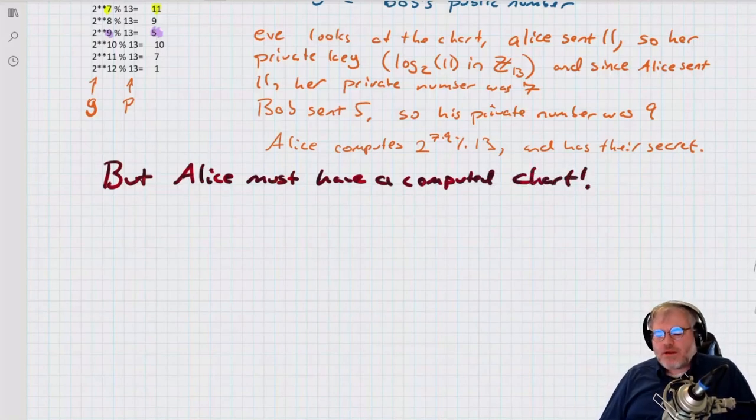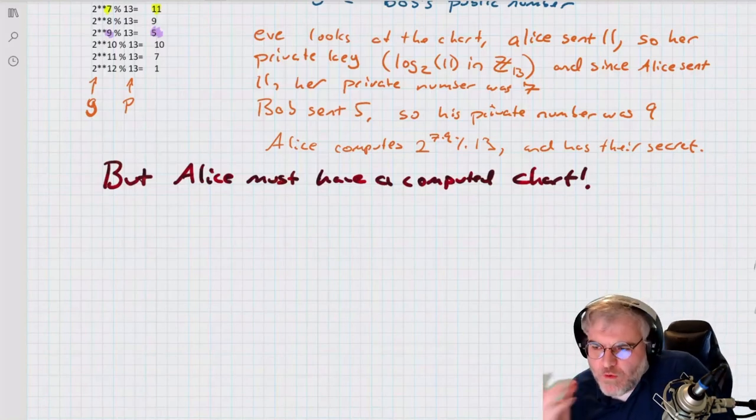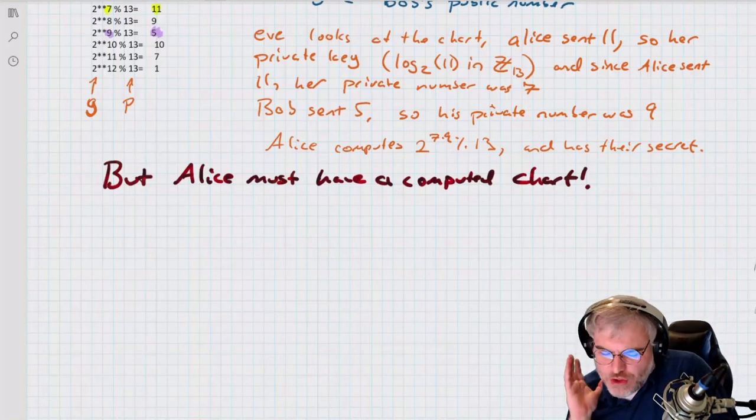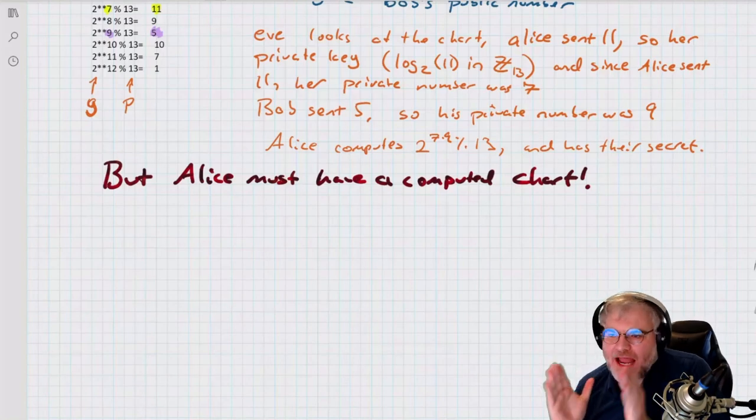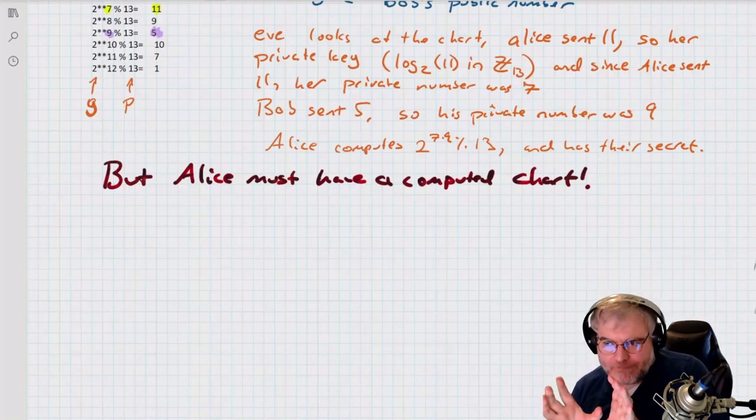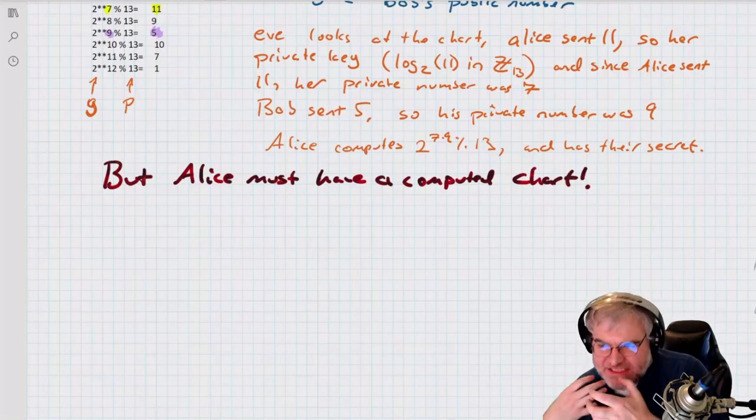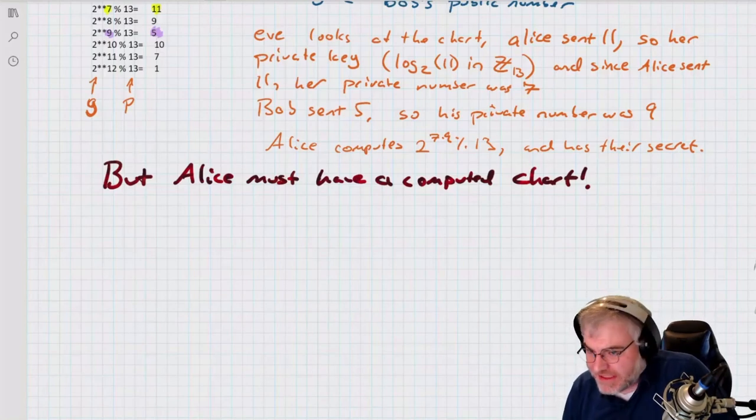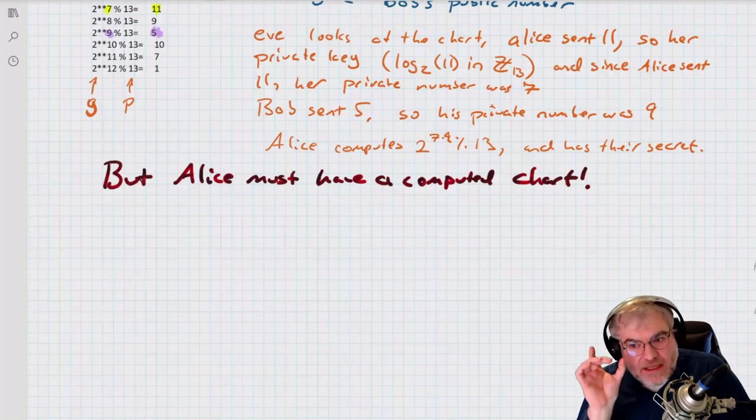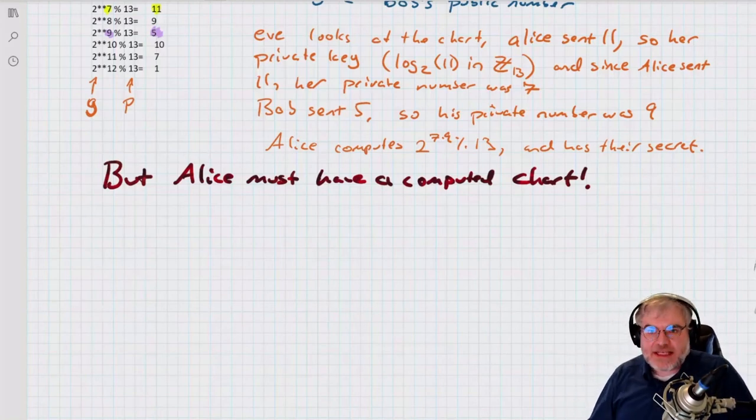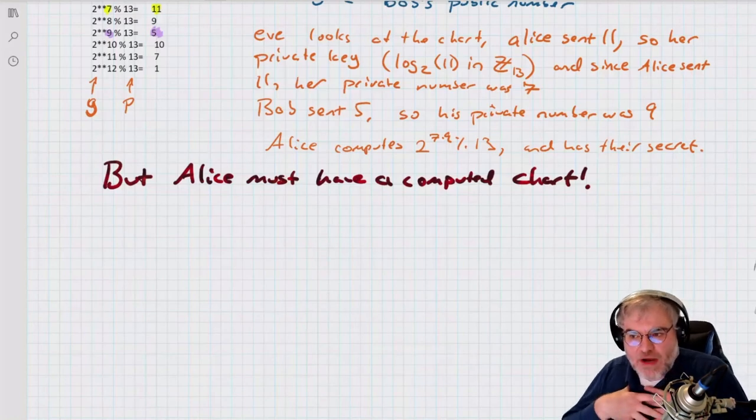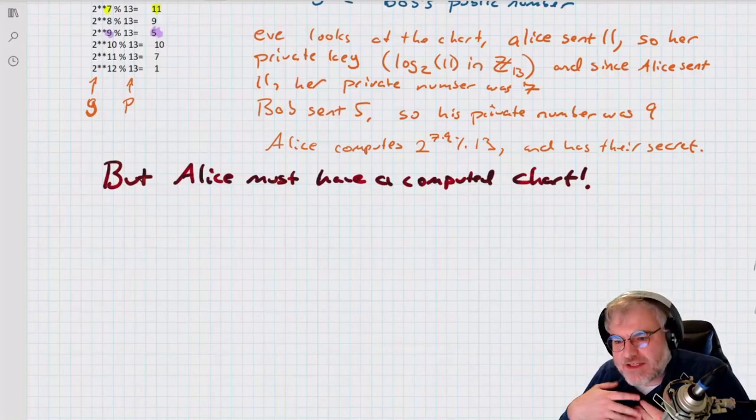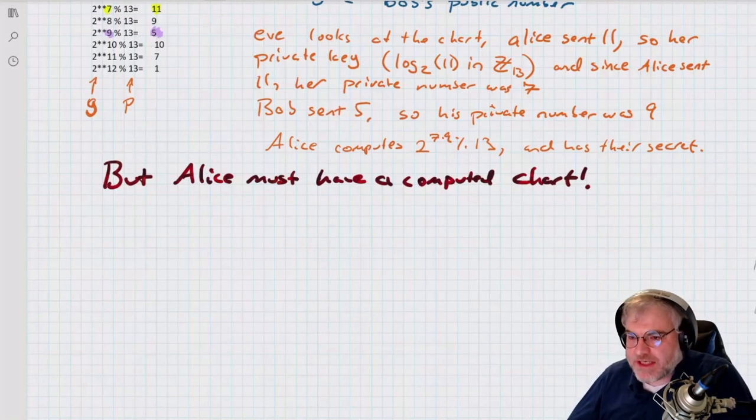Okay. So what happens if these people shared a 1,000 digit prime number? How much computation would it take to generate this chart? Because remember, Alice and Bob don't actually need to generate the whole chart. They only need to generate the pieces that they need of it, because they know their private keys. But if I don't know the private keys, I have to generate the entire chart.